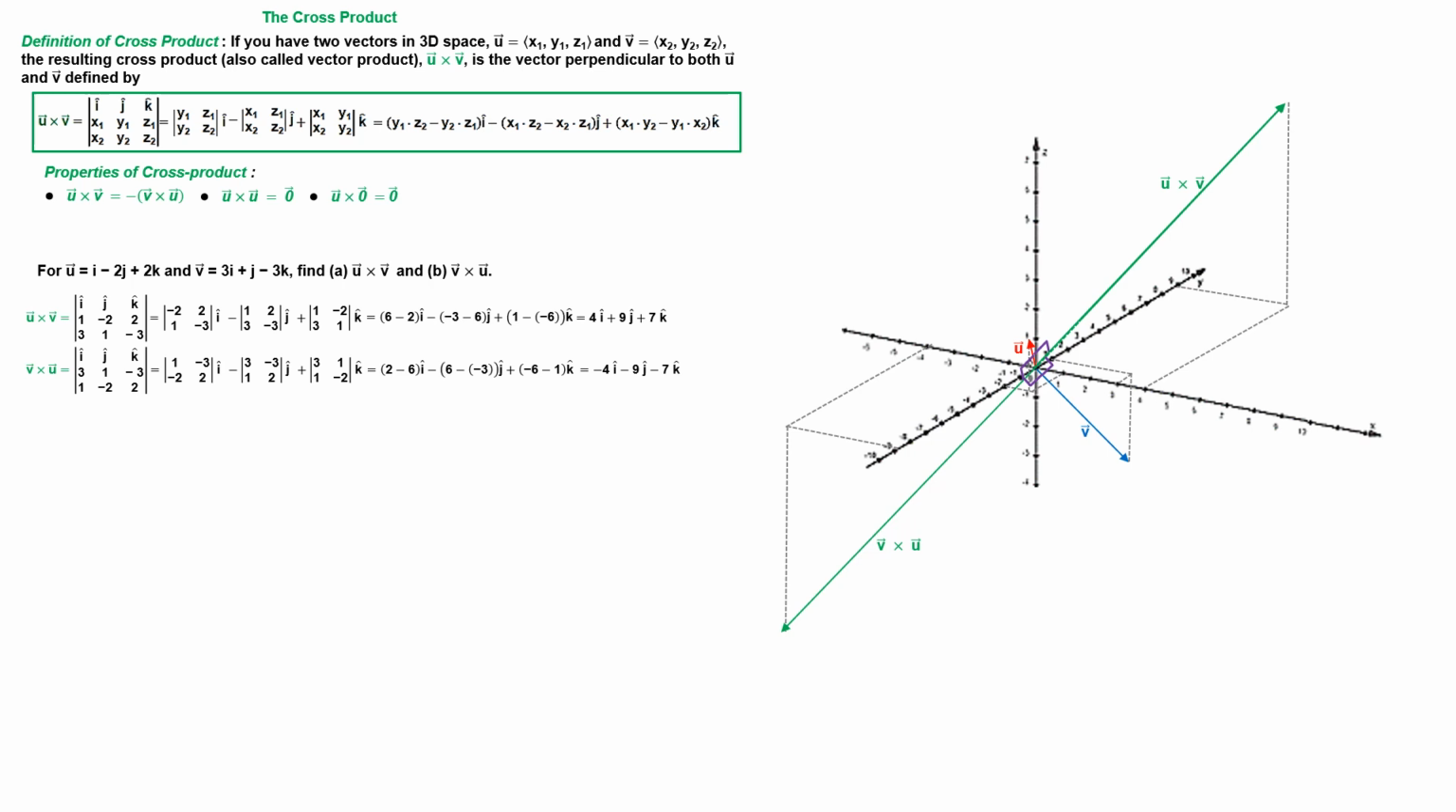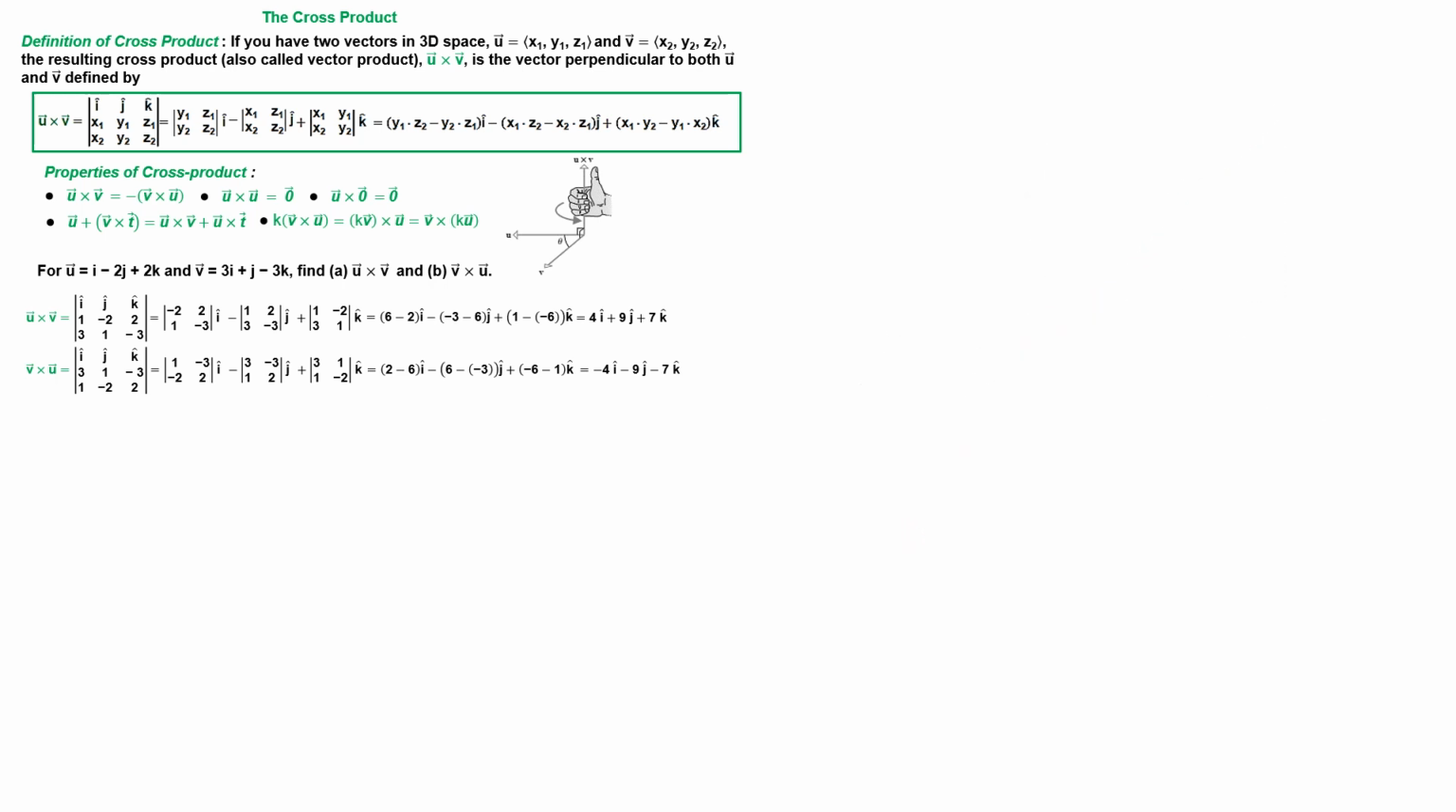To prove these properties, one can express the vectors in terms of their components and apply the definition of a cross product. The cross product between vector u and vector v points in a direction that is perpendicular to the plane formed by the two vectors. To determine this direction, you can use the right-hand rule. When you curl your right-hand fingers in the direction of a rotation from vector u to vector v with an angle less than 180 degrees, your thumb will point in the direction of u cross v.